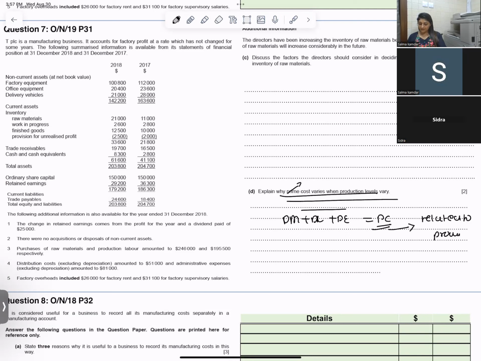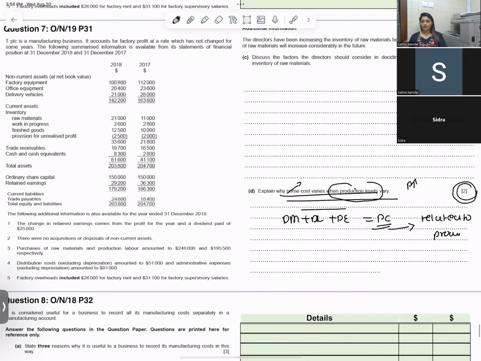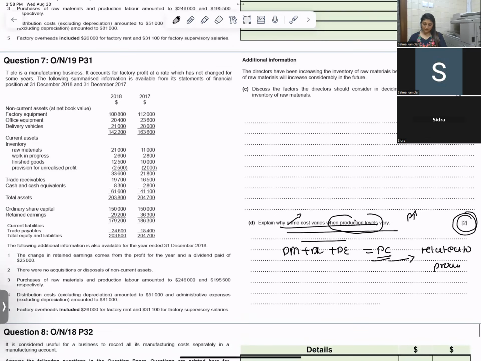If the production increases, then certainly the business would have to purchase more raw materials, which will increase the prime cost. So therefore, prime cost varies with production levels. Only 2 marks. Let's put your answer.